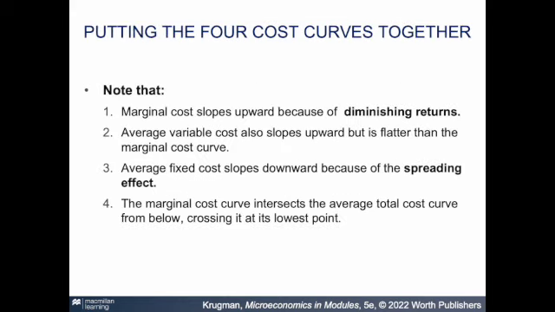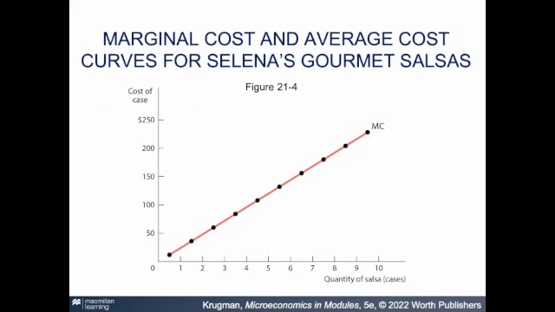Putting the 4 cost curves together. Note that: 1. Marginal cost slopes upward because of diminishing returns. 2. Average variable cost also slopes upward but is flatter than the marginal cost curve. 3. Average fixed cost slopes downward because of the spreading effect. 4. The marginal cost curve intersects the average total cost curve from below, crossing it at its lowest point. Marginal cost and average cost curves for Selena's Gourmet Salsas.